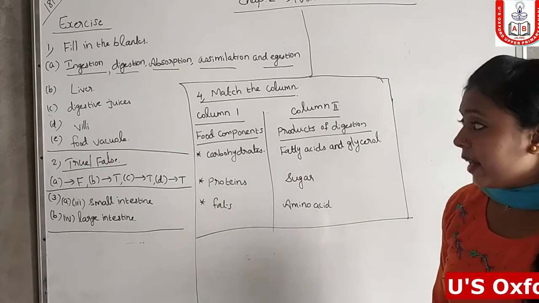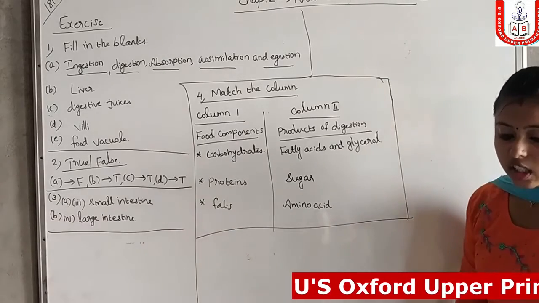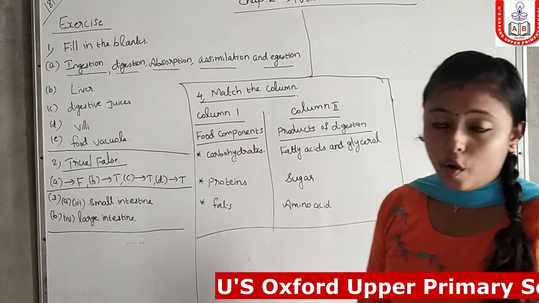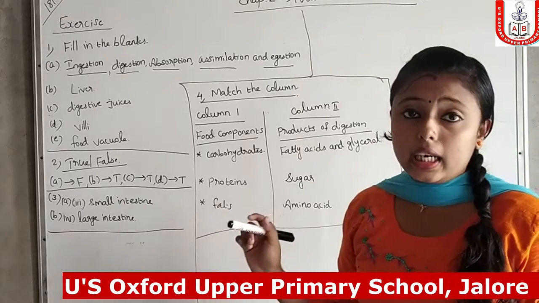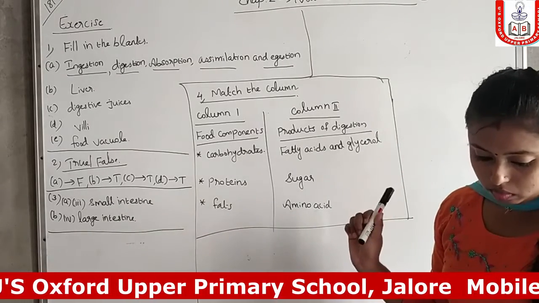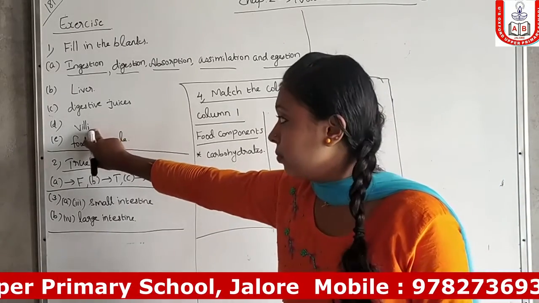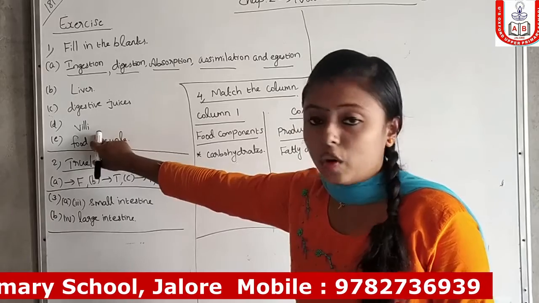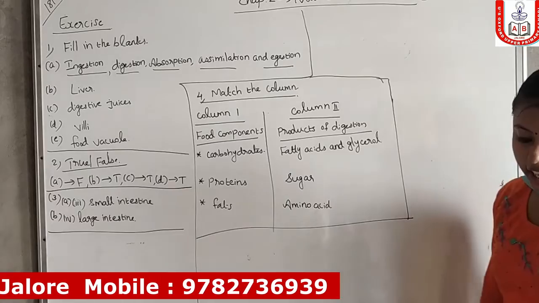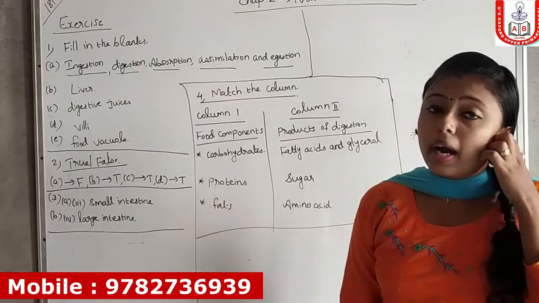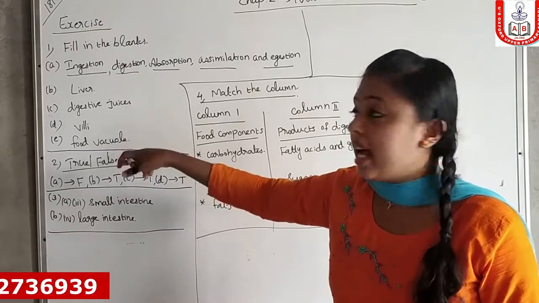Next, D: The inner wall of the small intestine has many finger-like outgrowths called dash. We studied this today: the finger-like outgrowths are called villi. E: The amoeba digests its food in the dash. The amoeba digests its food in the food vacuole.